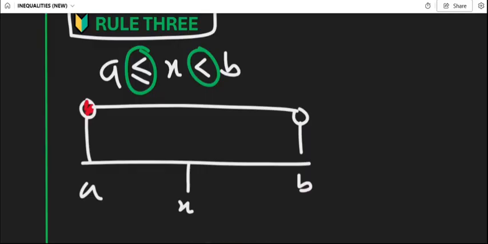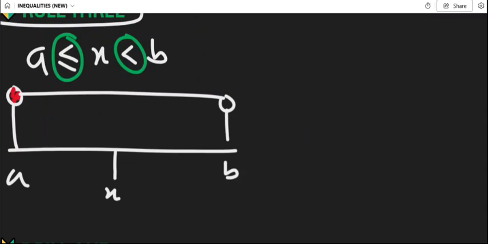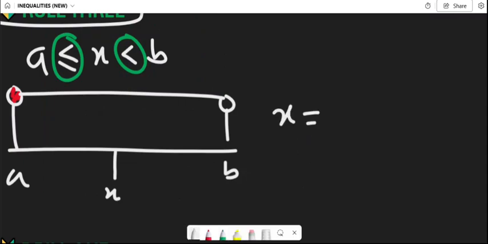That's just the meaning. So if I want to write that in numbers, I'm going to say that my X is equals to the square bracket, which represents close, at A, comma, open at B. This is very important.